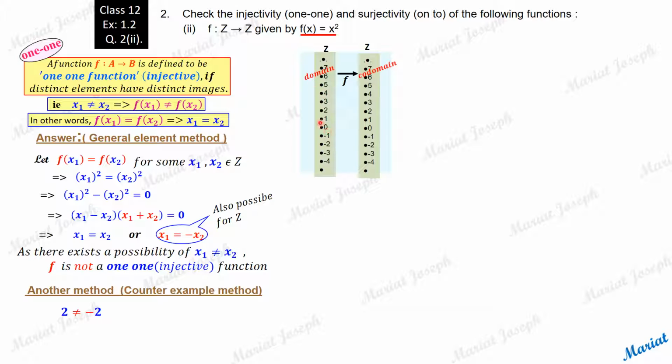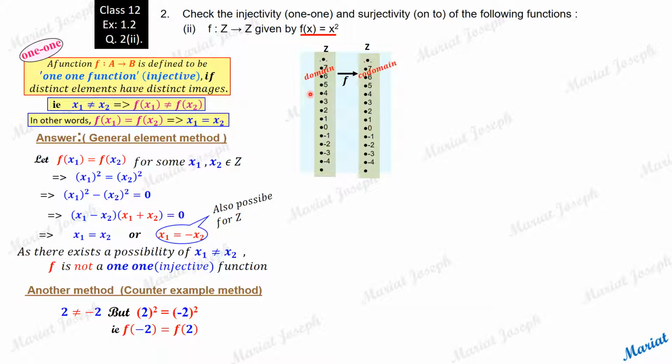But let's see 2 and minus 2. What will be their images? 2's image will be 2 square, that is 4, and minus 2 square also is 4. Therefore, 2 square and minus 2 square both are equal, meaning f of minus 2 and f of 2 are equal. The images of these two unequal numbers are equal.